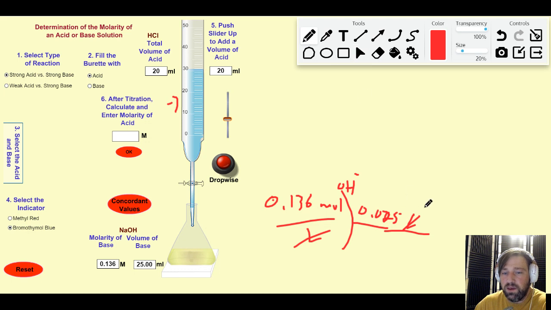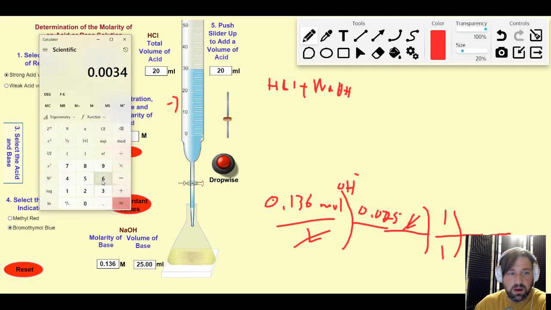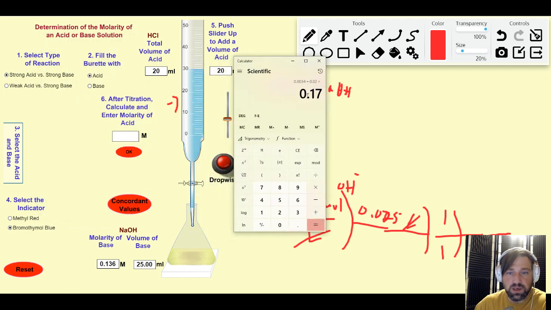So if we continue this along, this should be 1-to-1 stoichiometry, because it's HCl plus NaOH. Hopefully you guys can see this is going to be a 1-to-1 stoichiometry here. So then, 1-to-1. Then we need to have 20 milliliters, or in this case, 0.02 liters. So divided by 0.02 liters. And so this is going to be the concentration, 0.17.